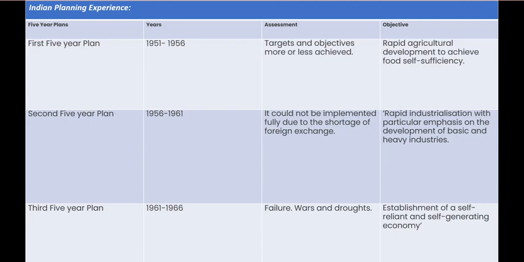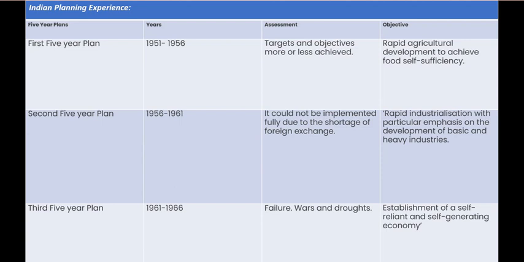The second 5-year plan began in 1956 and ended in 1961. During the plan, the objectives were adopted as rapid industrialization with particular emphasis on development of basic and heavy industries. The industrial policy of 1957 accepted the establishment of socialist pattern of society as a goal of economic policy. During the plan, it could not be implemented fully due to the shortage of foreign exchange. Targets had to be pruned. Yet, hydroelectric power projects and 5 steel mills of Bhilai, Durgapur, Rourkela were established.